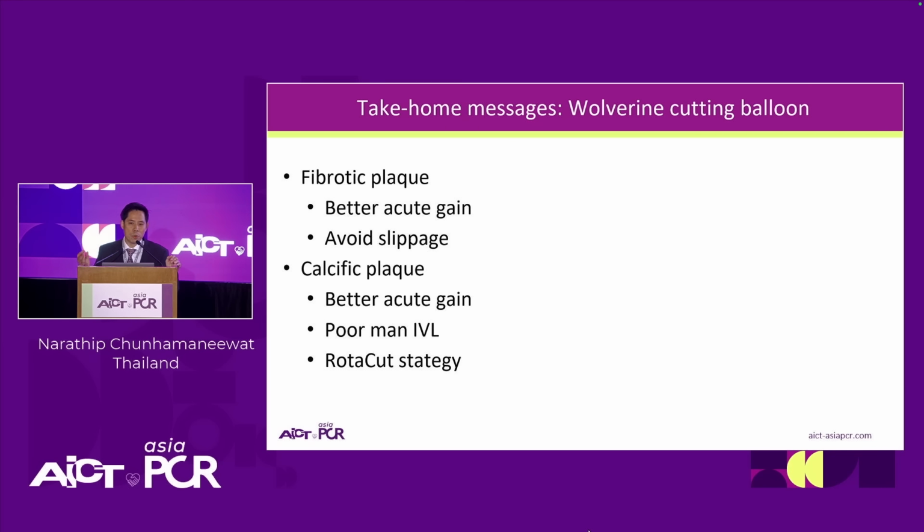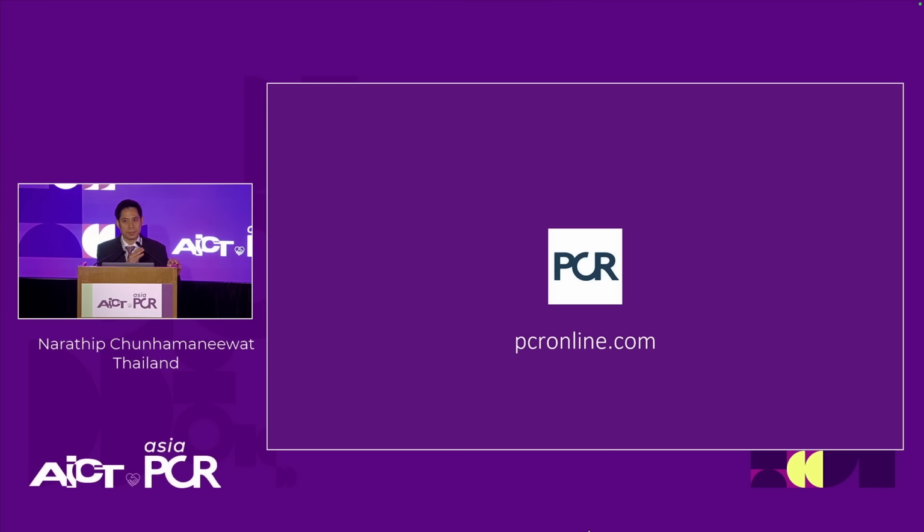And when combined with rotational atherectomy, you combine 2 mechanisms: ablation by rotational atherectomy to make more luminal gain and get the calcium plate thinner, and then you crack it with the cutting balloon. That's the strategy that we should apply to get a good acute and long-term result. Thank you very much.